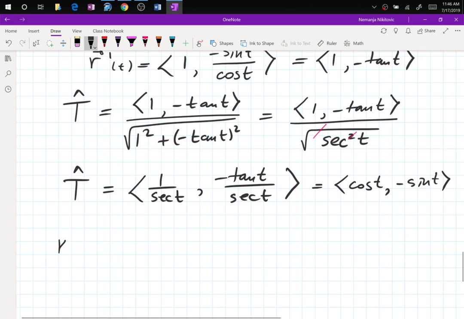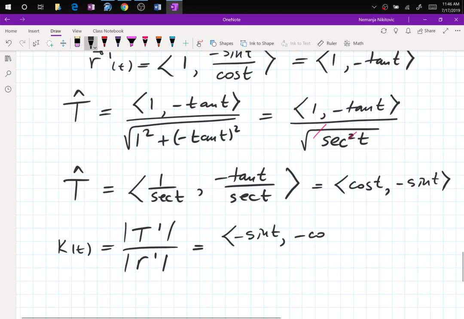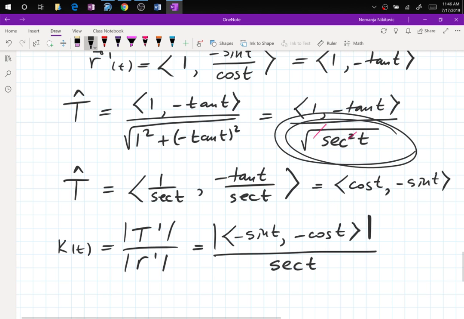So curvature of t is t prime magnitude divided by r prime magnitude. So t prime is the derivative of what we have up there. So that's going to be negative sine t, negative cosine t, and we need magnitude of that, so we'll keep this. Divided by, and we already know that the magnitude of r prime is secant t because we calculated secant t as the magnitude of r prime earlier.